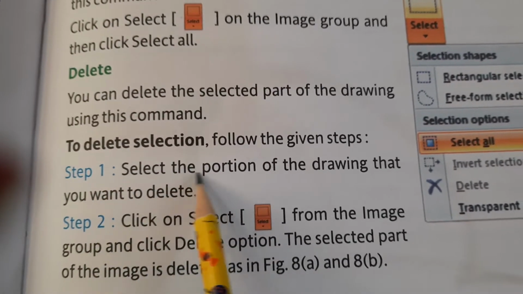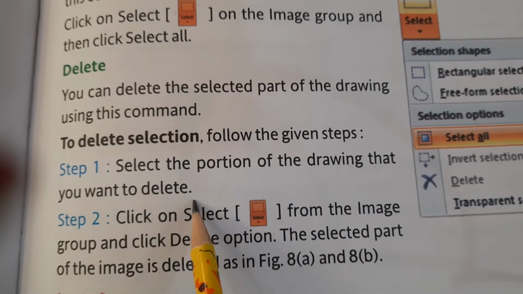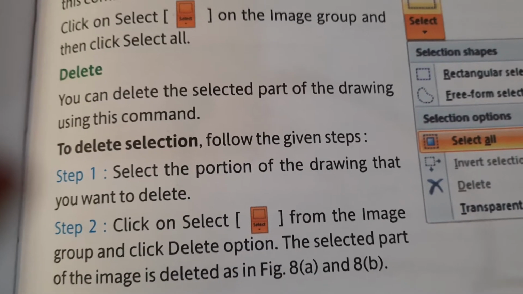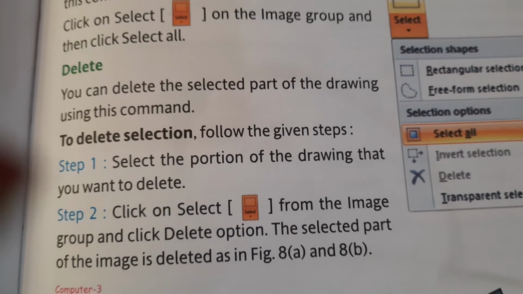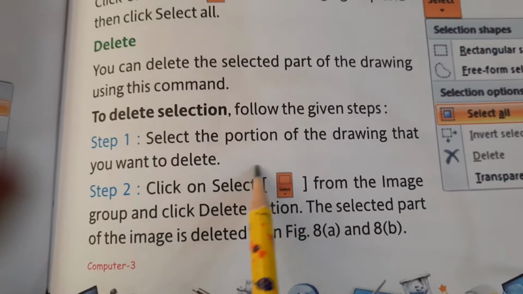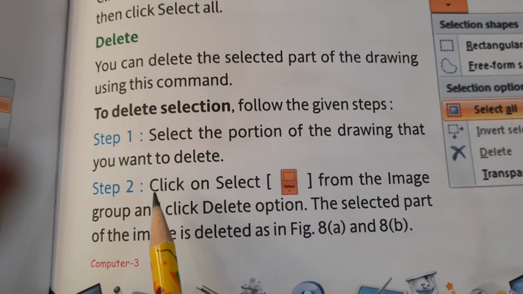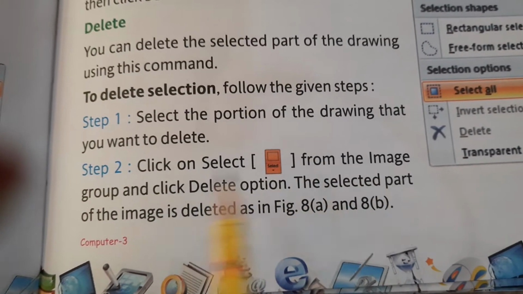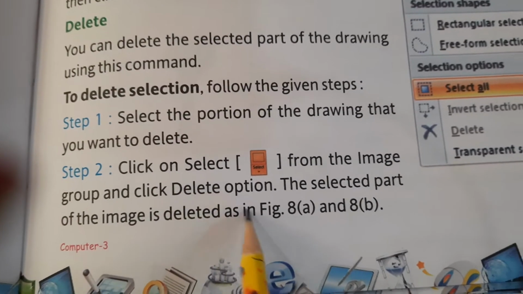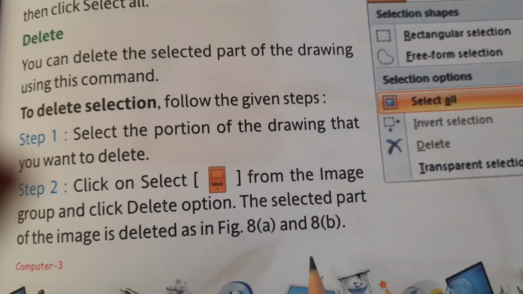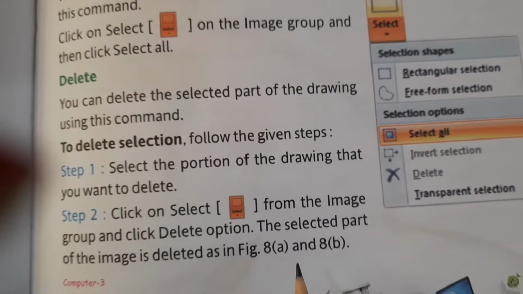Now step 1, select the portion of the drawing that you want to delete. Quite obviously, like in the case of text, if we want to delete something, we need to first select it. Okay, and here also we will select the portion of the drawing that we want to delete. Now click on select from the image group and then click delete option. The selected part of the image is deleted as in figure 8a and 8b.